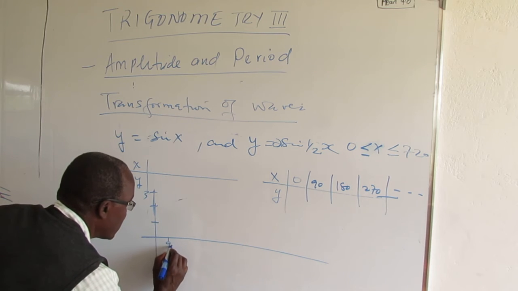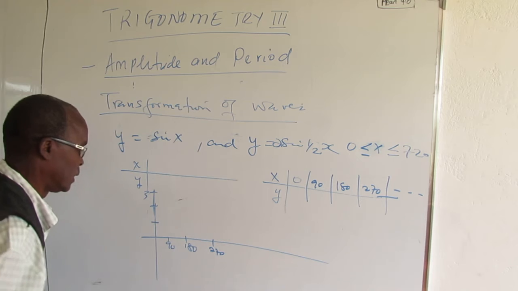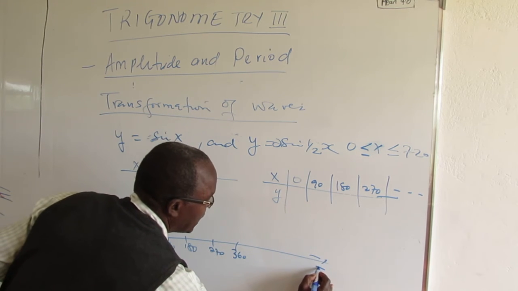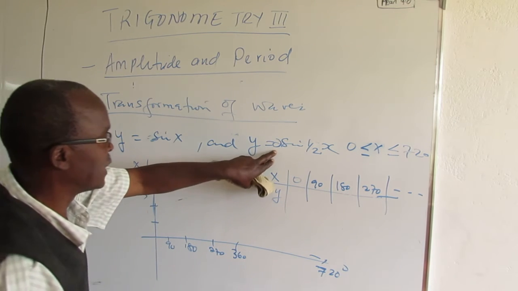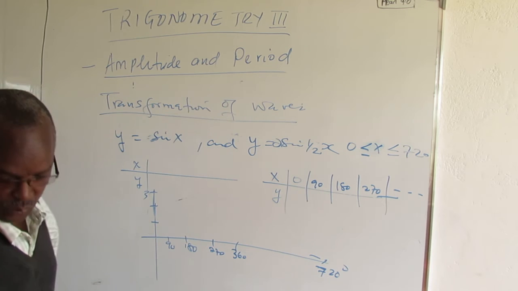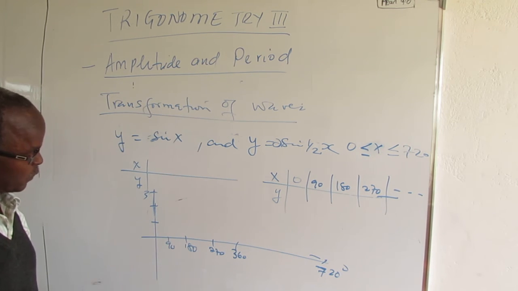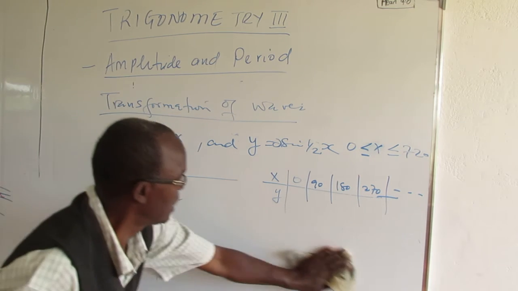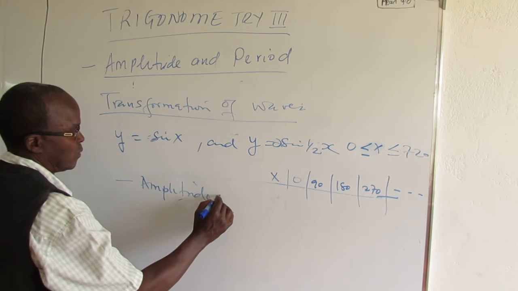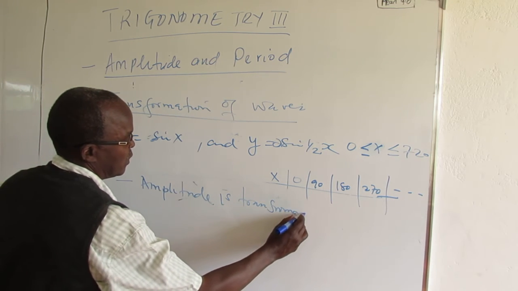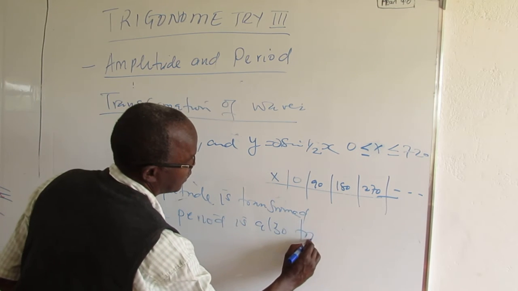Then mark 90, 180, all the way to 720 degrees. Then draw the curve. You will realize that the amplitude will shift, and then the period will also shift. I just give you that one to draw for your own practice. You'll find that the period shifts, the amplitude is transformed, and the period is also transformed.